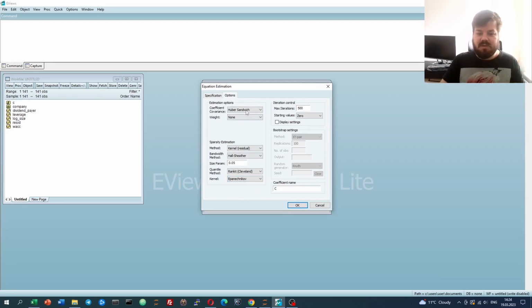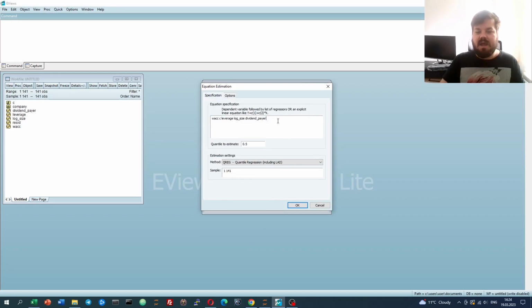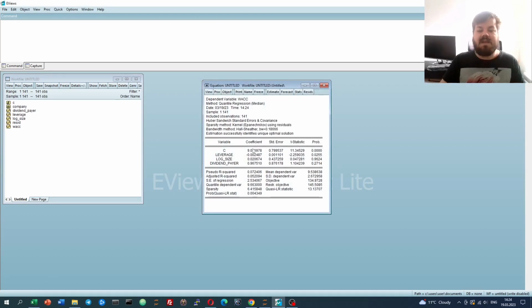So by default, we choose the Huber sandwich covariance and the Epanechnikov kernel, and we estimate a quantile regression at the conditional median, at the 0.5 quantile. And here we see that the conditional median of WACC is negatively related, and that relationship is significant, to leverage. So the theory of tax shields here is quite relevant, whereas log size and dividend payer dummies do not play a significant role in explaining median WACC.